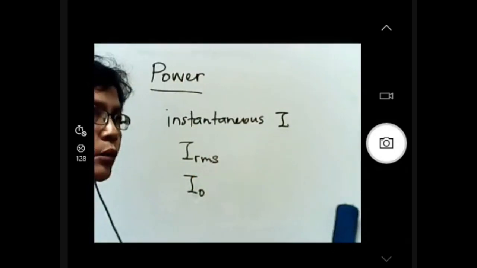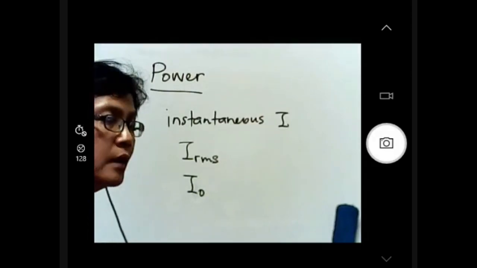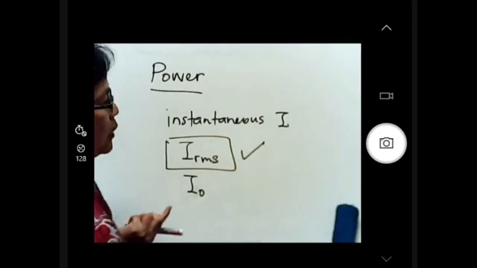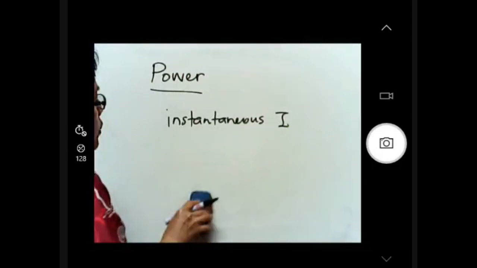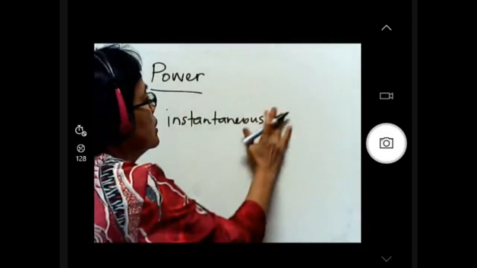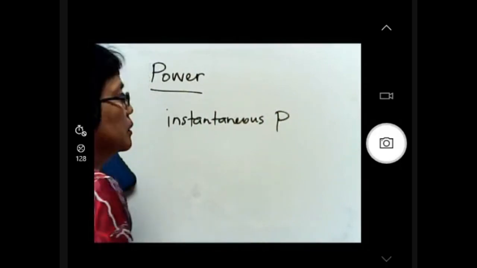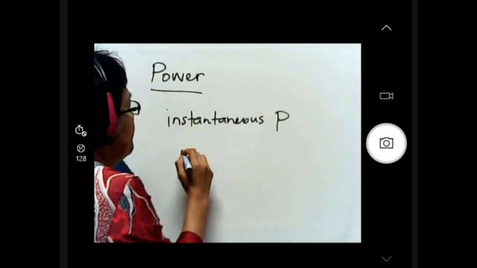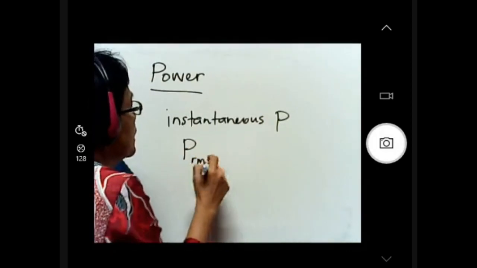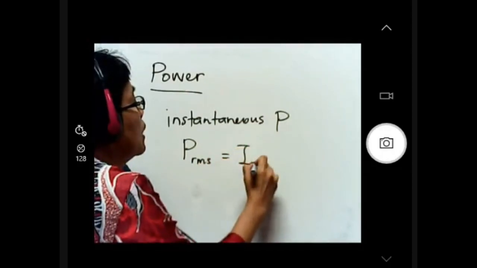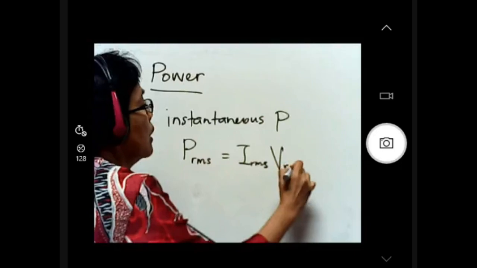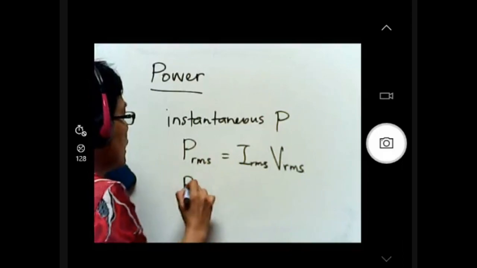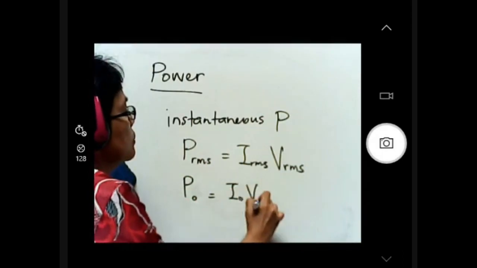So the effective current that we use in the circuit is root mean square current. So we think that, okay, in that case, maybe for power we also have instantaneous power, that means power as a function of time. We also have root mean square power, meaning IRMS multiplied with VRMS. Just like that. Then maybe we have maximum power, which will be I naught V naught.